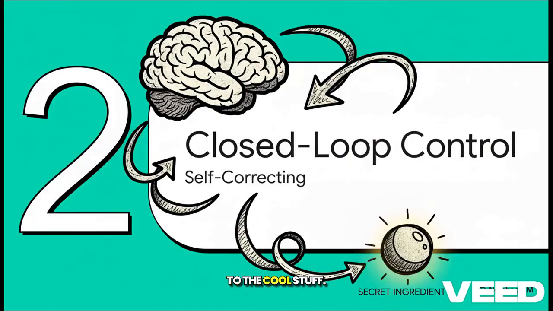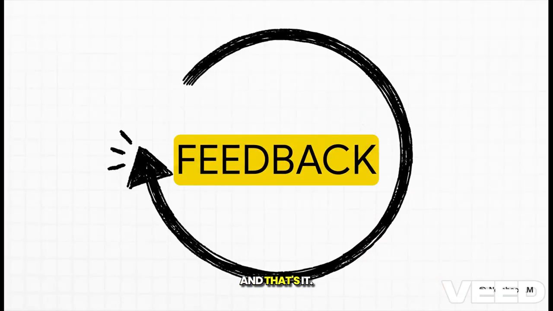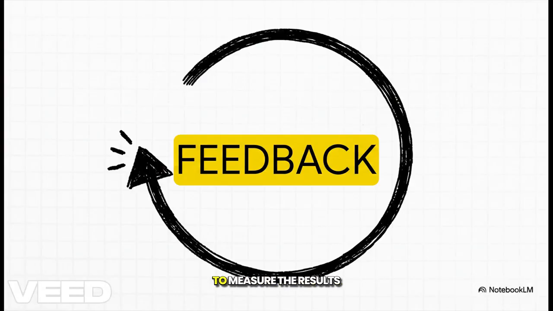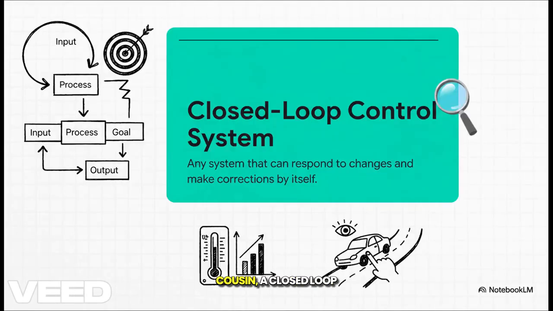Okay, now we get to the cool stuff, this self-correcting system. This is where technology really starts to feel, well, intelligent. And it's all because of one secret ingredient. And that's it, feedback. It's the ability for a system to measure the results of its own actions and then report that information back to itself. This one single concept is the foundation of basically all modern automation. So, unlike its simple cousin, a closed-loop system is constantly checking its own work. It measures the output, it compares that to the goal you set for it, and if there's a difference, an error, it actually adjusts its own actions to get closer to that goal.